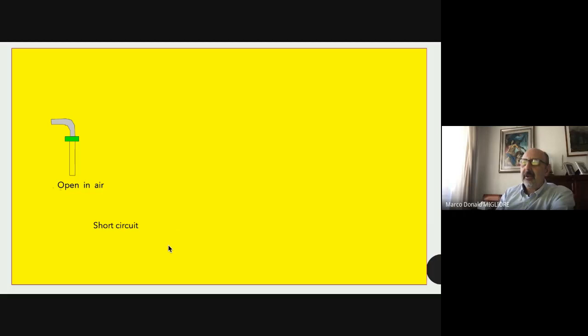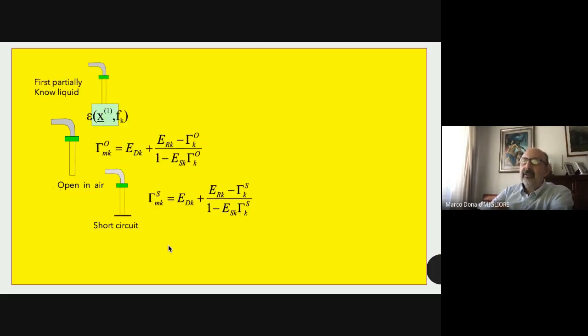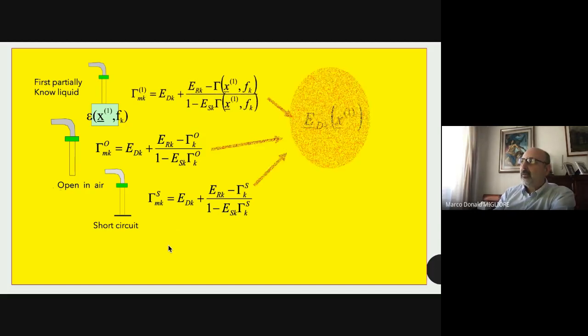For example, we can use an open-in air, a short circuit, and a first liquid that we partially know. That means that we know the permittivity. We want to improve in some way the knowledge of the permittivity compared to the standard value. And we can use these three measurements to estimate, for example, the parameter ED. We can estimate all the three parameters.